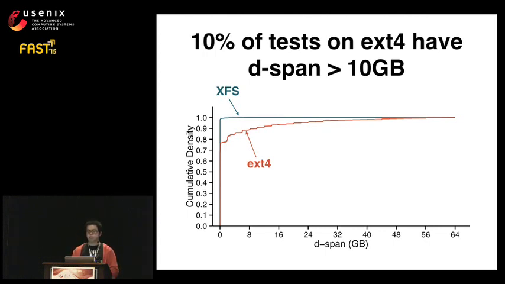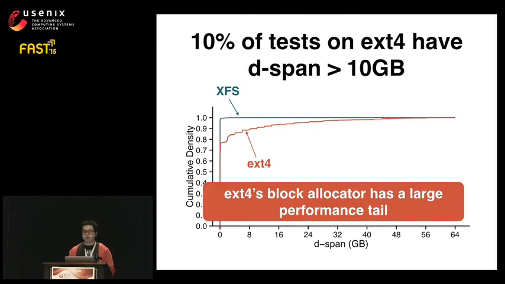In our workload, the largest file is 256 kilobytes, but we find that 10% of the tasks on ext4 have disk span larger than 10 gigabytes. So ext4 has some problem, and we'll study it in detail.